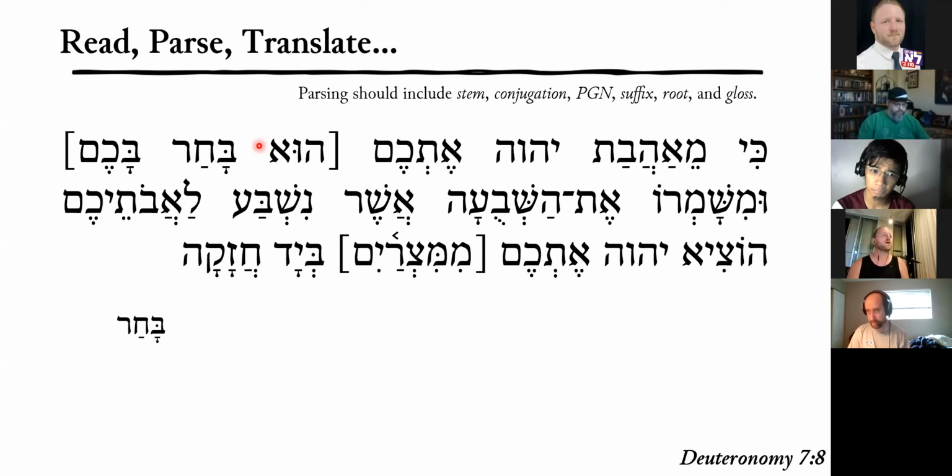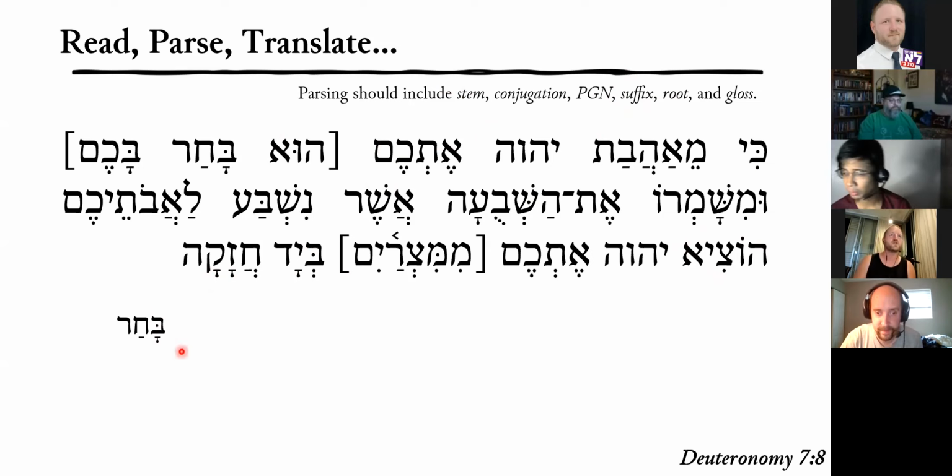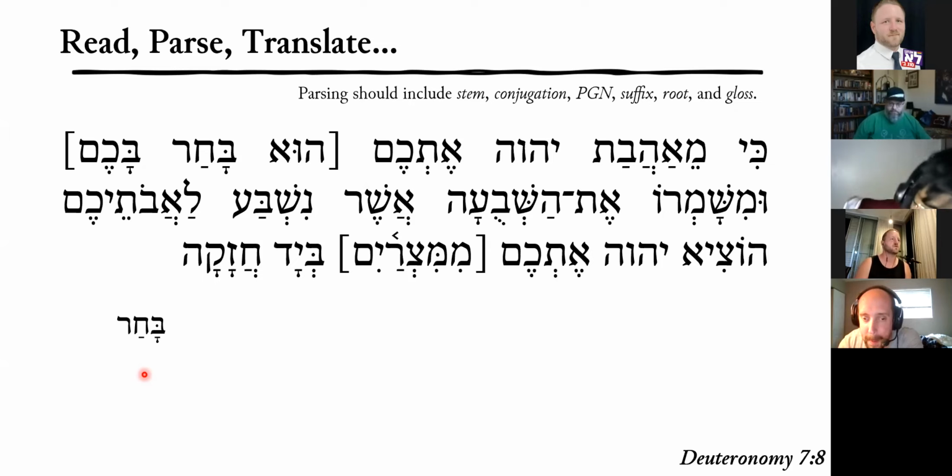Okay, so how about we start with Jonathan? I'll give you the easiest parsing here. We're going to do stem, conjugation, PGN, suffix, root, and gloss. There's no suffix, but what is this word here? Bachar? Is that what you're pointing to? Qal perfect third masculine singular from Bet Chet Resh. And the gloss is he chose. Good. Normally when you have bachar, it is followed by the bet prefix. Bachar bachem, he chose you.